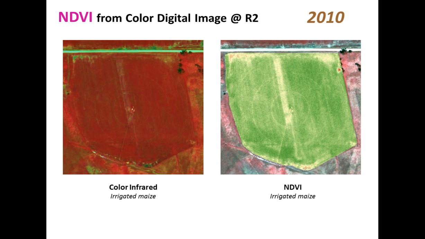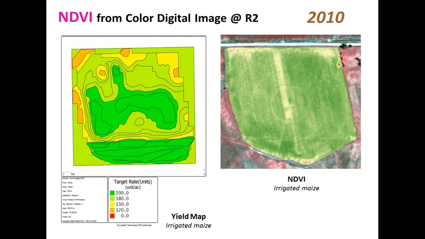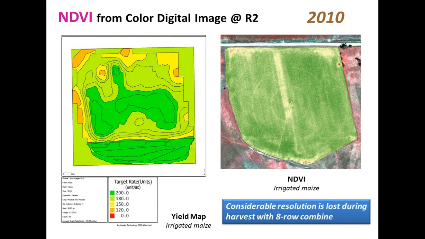We've lost an awful lot of the spatial resolution because of the 8-row wide header on the combine, plus notice that the software used for generating the yield map used 5 colors. Now they tell us that the human eye is only able to detect between 5 and 7 colors in the same image.